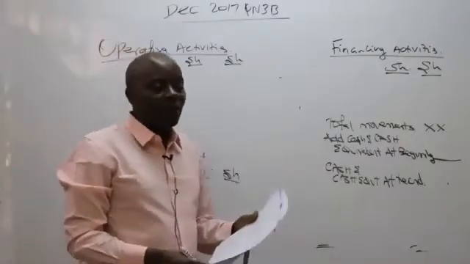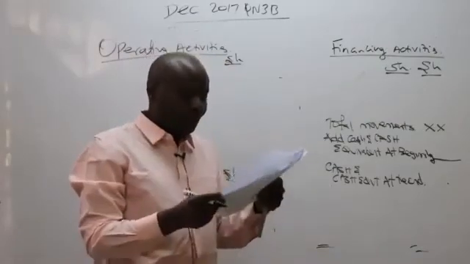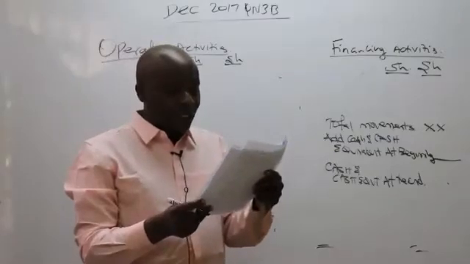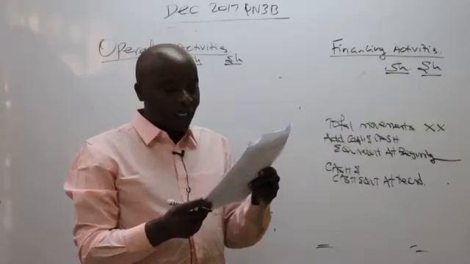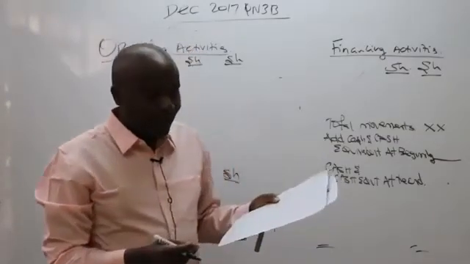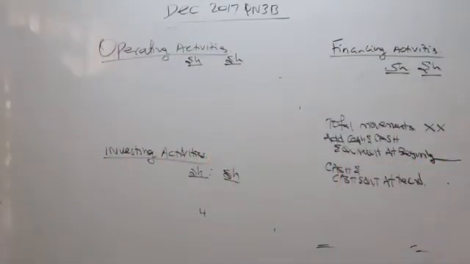Is there somebody who can give me a figure for cash and the cash equivalents at the beginning? Please look at your current assets. Are you able to see the cash and the cash equivalents? Can somebody give me the figure?